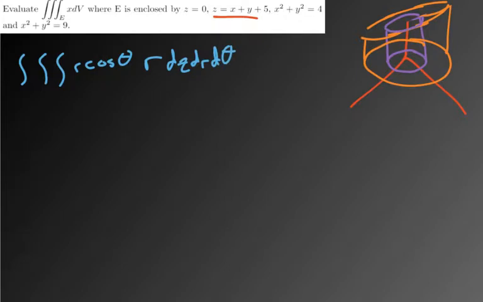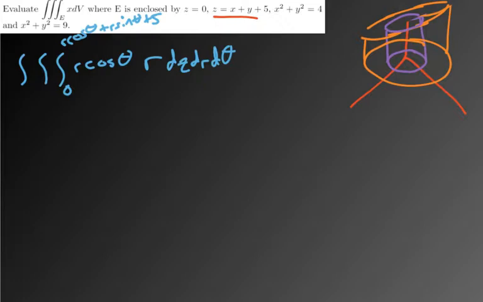And z is going to run, it's my vertical distance. We're going from 0 up to the plane. X plus y plus 5 would also convert to r cos theta plus r sine theta plus 5.